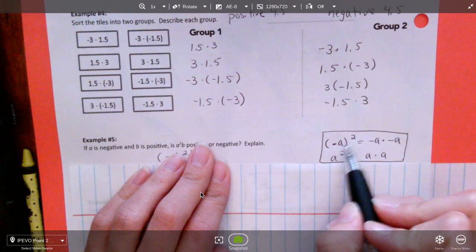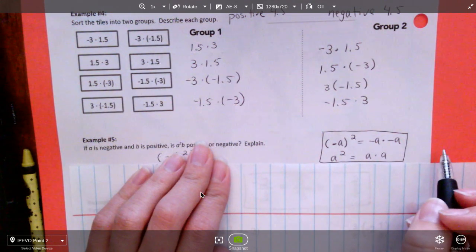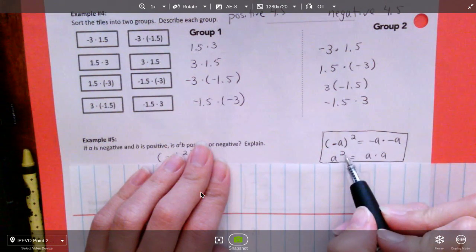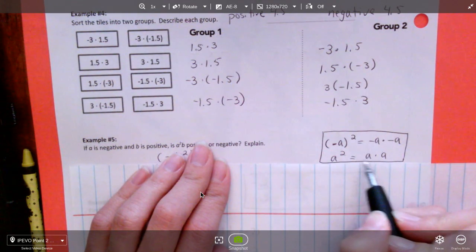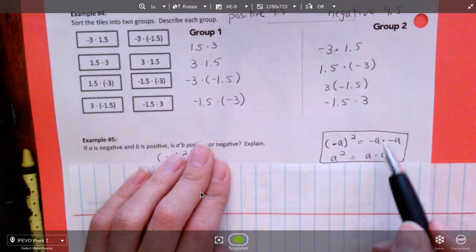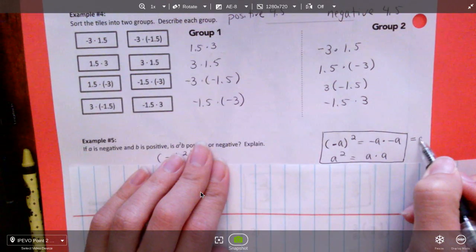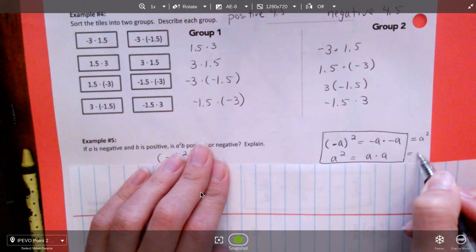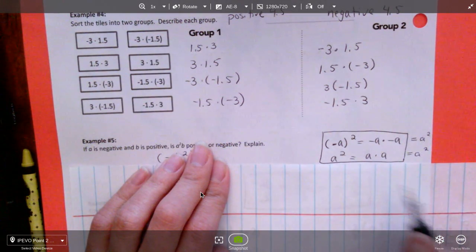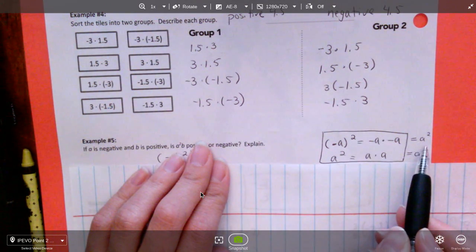If I take negative a and square it, that is equivalent to negative a times negative a in extended form. If I take a squared, positive a squared, then extended form, that is a times a. So I'd like you to notice that this would end up giving you a positive a squared, and this one would also give you a positive a squared. So even if a starts out being negative, you still end up positive at the end.